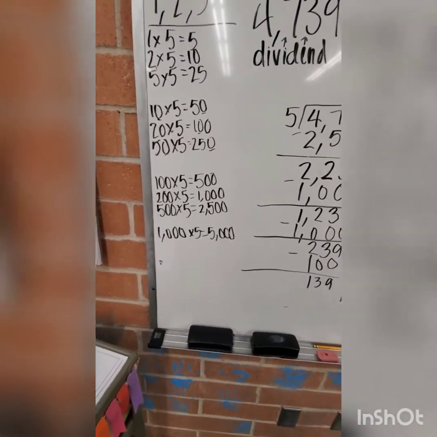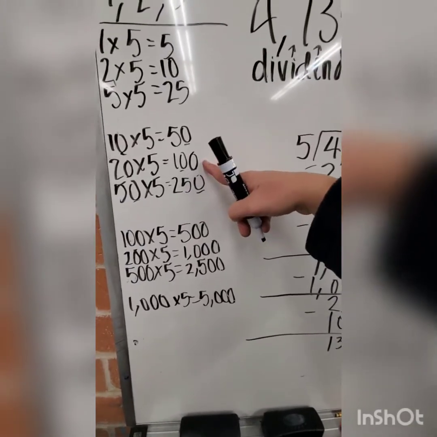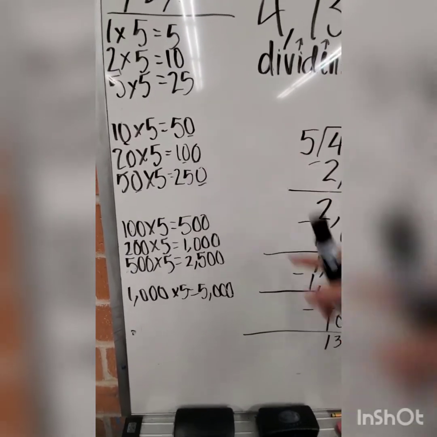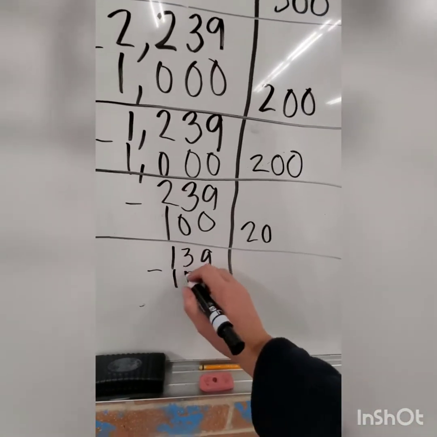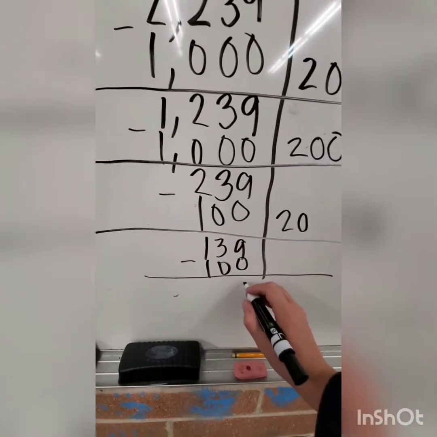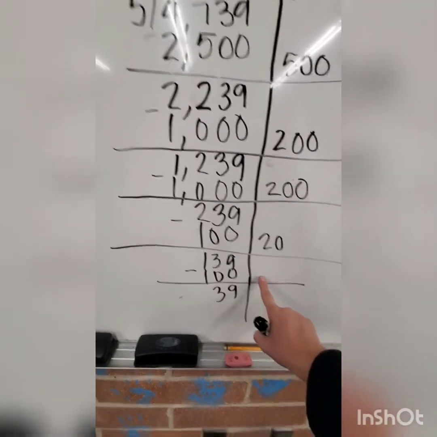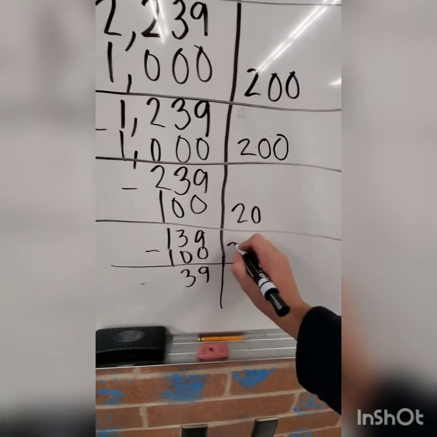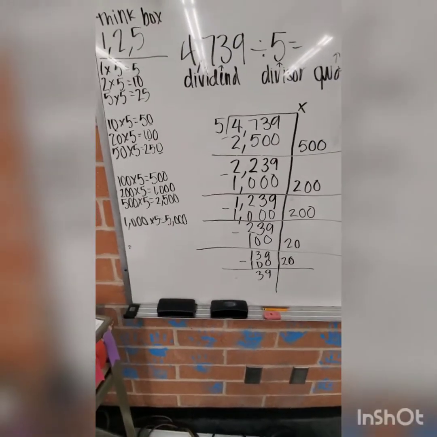So now I go back over here, and I see that 100 is once again the only number I can get that's close to 139 but not over it. So I'm going to put 100 again. And I've got 9 and a 3, so 39. I can't forget my partial quotient. My partial quotient was 20. All right, so now I have 39.